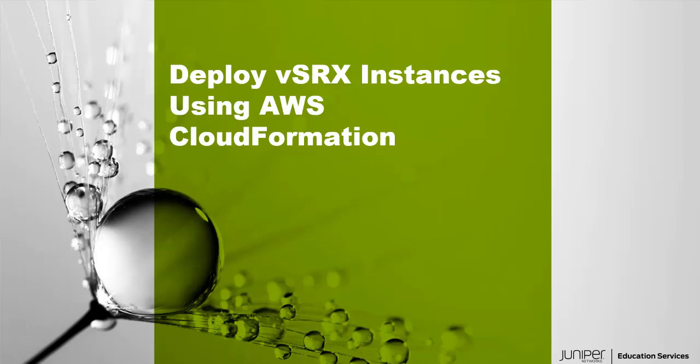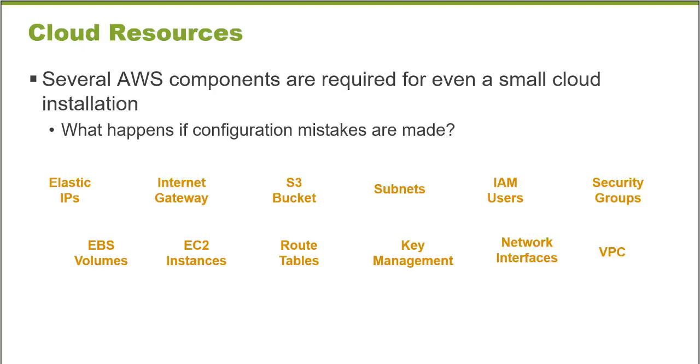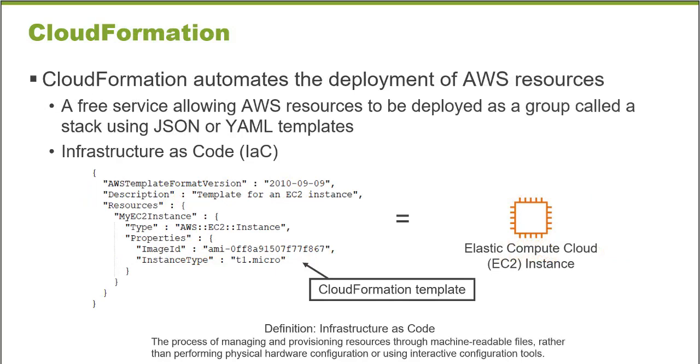Let's get started. After watching this Learning Byte, you will understand how to deploy vSRX instances using AWS CloudFormation. Launching virtual servers or virtual instances of resources in an AWS environment requires the configuration of several components. Creating these components manually takes a lot of time, and it leads to issues of scalability and consistency of resource deployment. Amazon Web Services provides a service called CloudFormation.